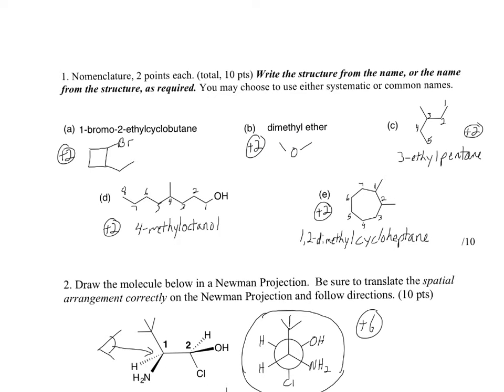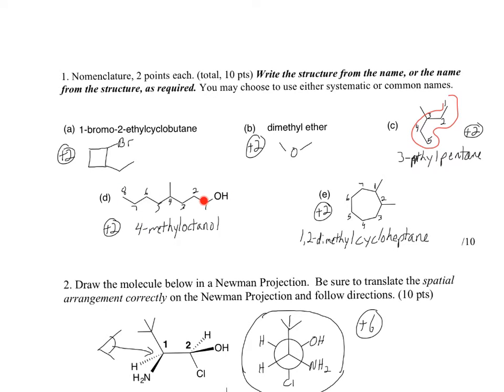For this structure here, we would have to find the parent chain, the longest chain, and that's 5 carbons. So the 5 carbon chain is pentane, and there is a methyl off that, so actually this should be an M there for methyl. So 3-methylpentane.